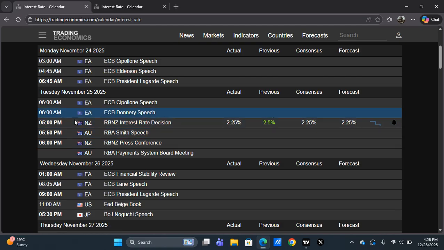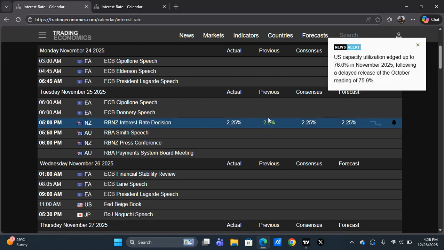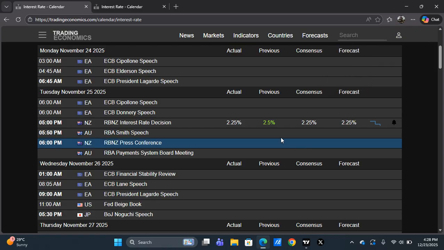Here we have the NZD, the New Zealand dollar, and this was November the 25th. The RBNZ, the Reserve Bank of New Zealand, previously had 2.5% in interest rates, and they're talking about a consensus. Normally, I look into the forecast, the one on the far right. The forecast says from 2.5%, they're expecting 2.25%. That means they are forecasting an interest rate cut of 25 basis points.